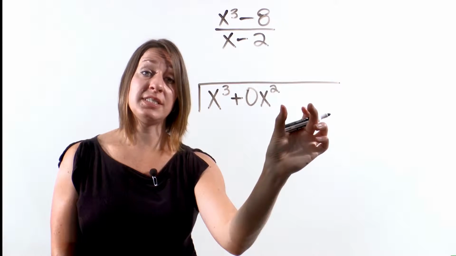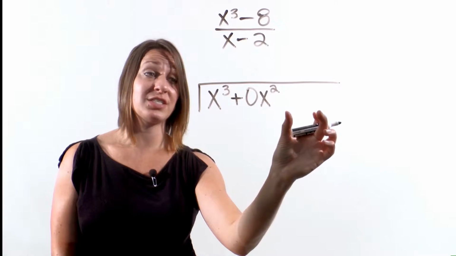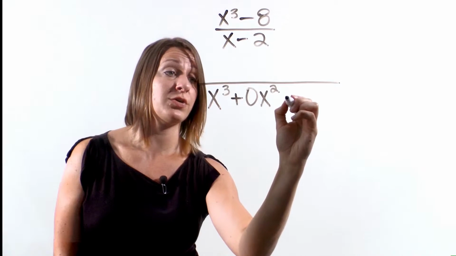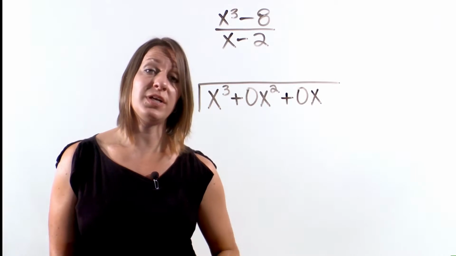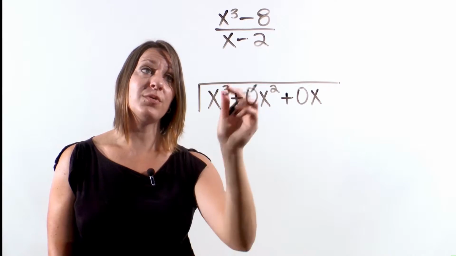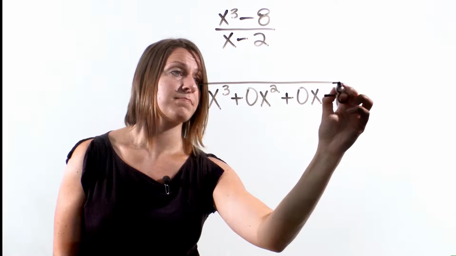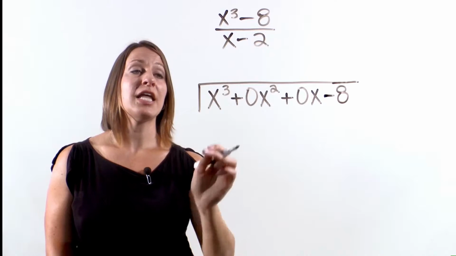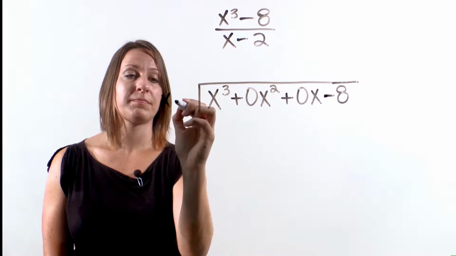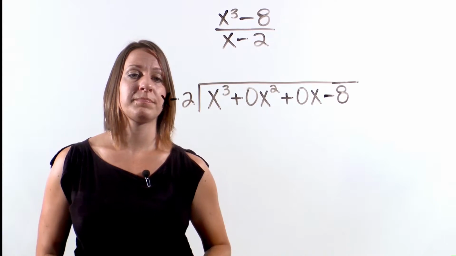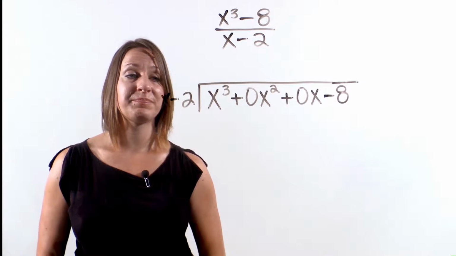Next, if this was in descending order, we would have an x term. Notice the problem does not have an x term, so we'll need an additional placeholder. So I put a plus 0x. Now we're ready to put in our negative 8. And then we'll put our x minus 2 on the outside. Now that we have the problem all set up, we're ready to divide.